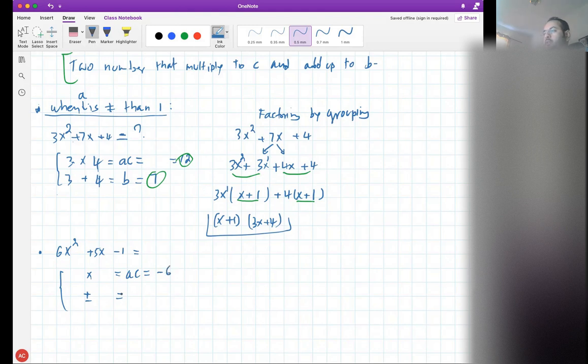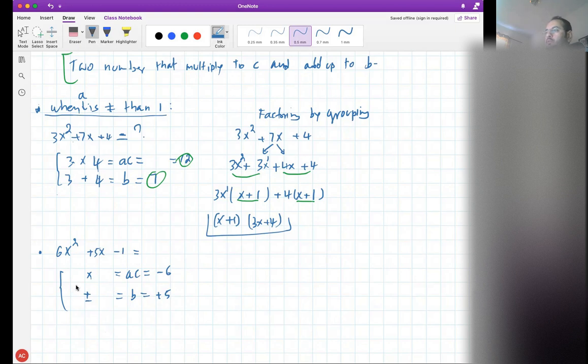Two numbers that multiply to AC, which is -6. Then the same numbers should add up to B. B in this case is +5. All right, so what numbers multiply to -6, and when combined add up to +5? Could you repeat the question, please? Two numbers that multiply to this and add up to this number.